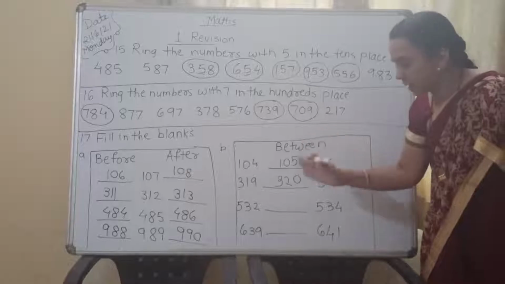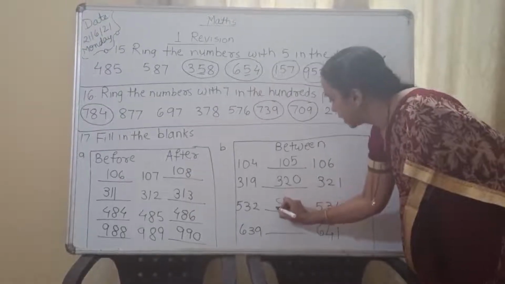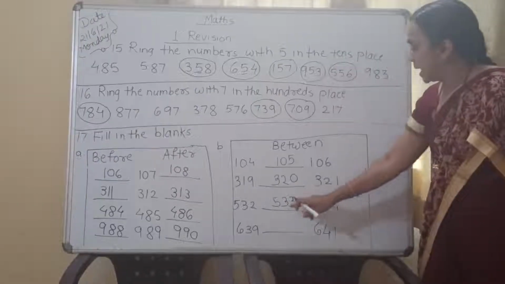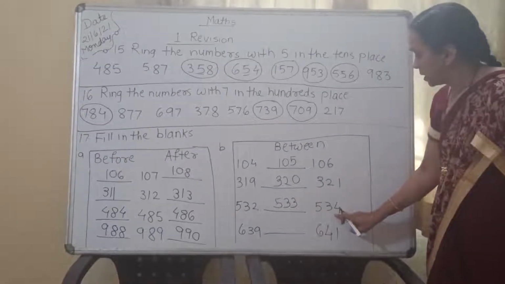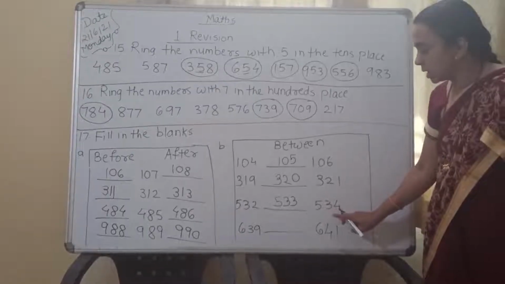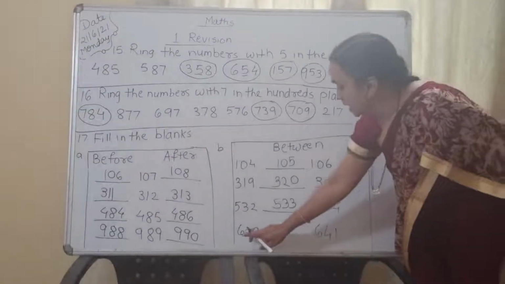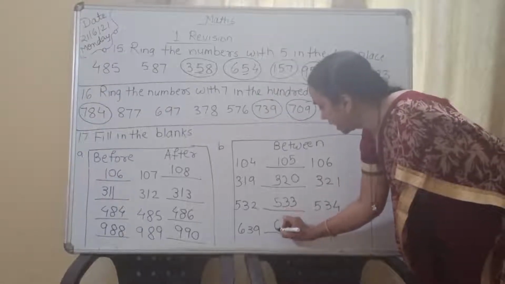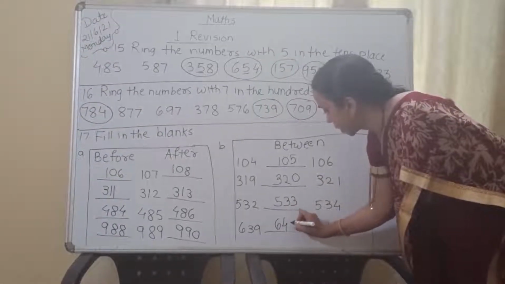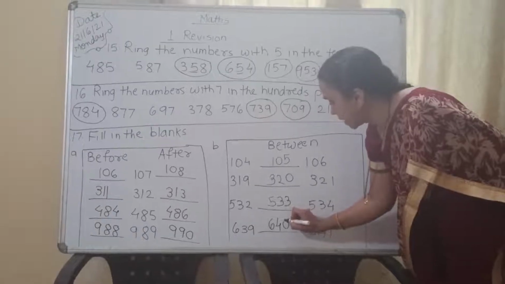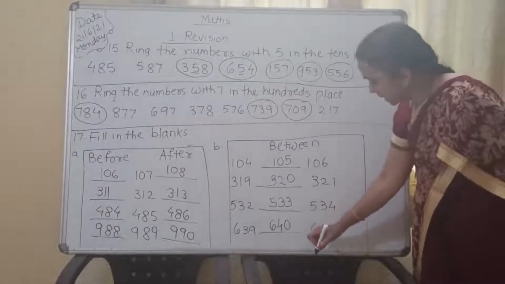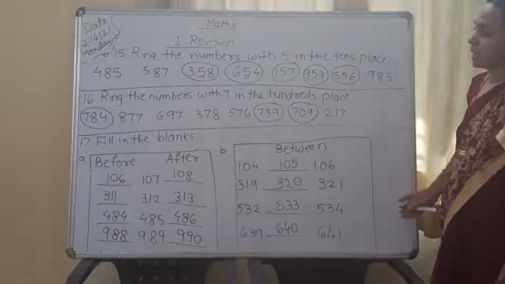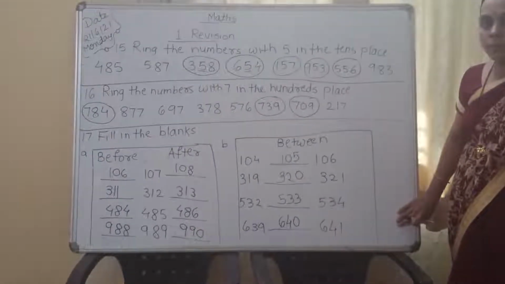Then 532. After this 532, which number is there? 533. And after 533, which number is there? 534. Then 639. After this 639, 640. And after this 640, 641. So in this way, you write down these answers in your textbook.